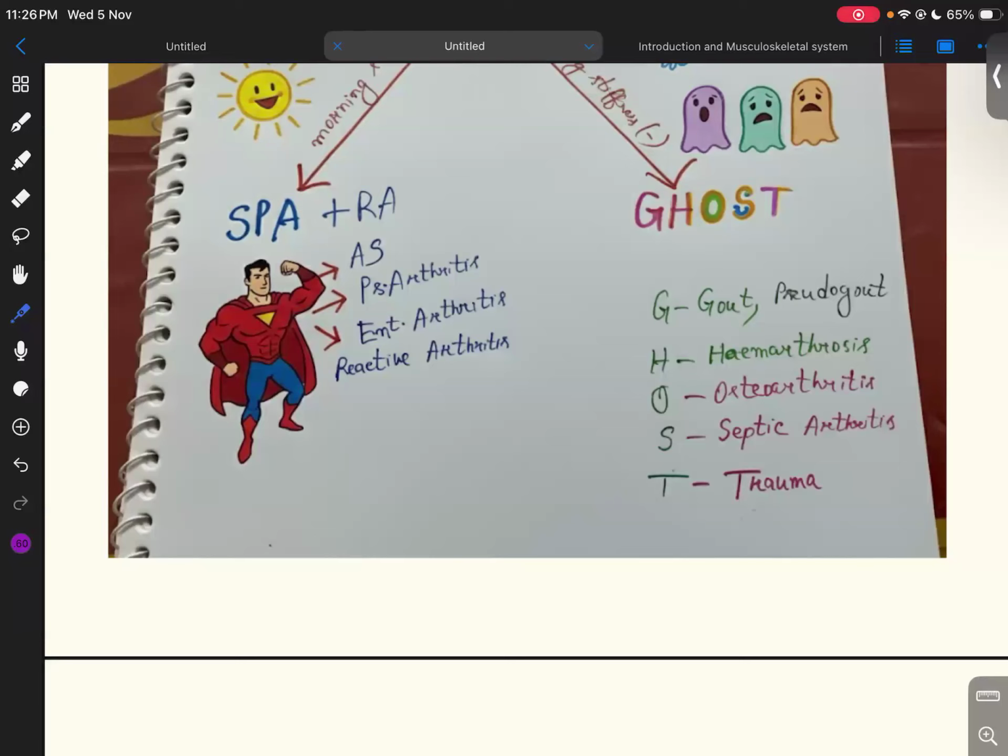We have to ask if there is any recent procedure. What happens sometimes is that the surrogates are not always that helpful. Sometimes the surrogate will not give you the specific answer until you ask the specific question. That is why you have to ask whether there is any recent procedure or not. And last goes for trauma. T goes for trauma. So this is to rule out the GHOST.